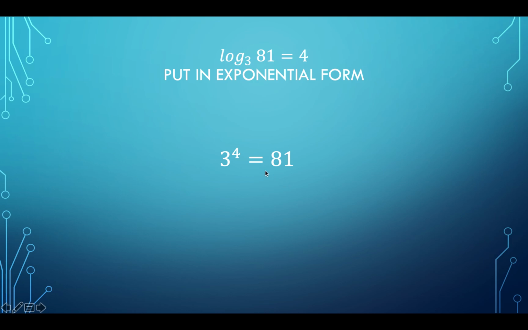Now, I noticed some of you, when you were doing your homework and your classwork, were just writing 3 to the 4th. You were omitting this 81. This 81 comes along for the ride. You don't drop it off. It's part of the problem. So when we do exponential form, you always have to write that answer, and we don't have to solve it because the answer is already given to us in the problem.